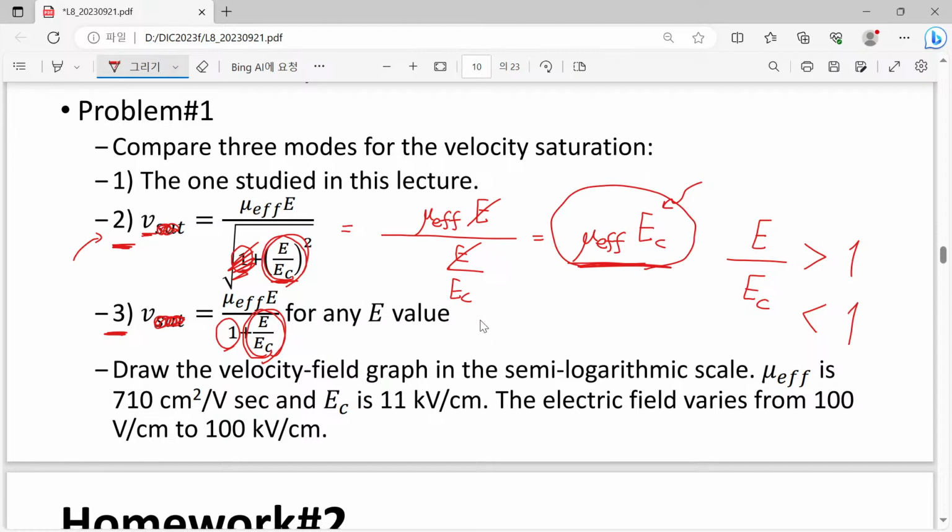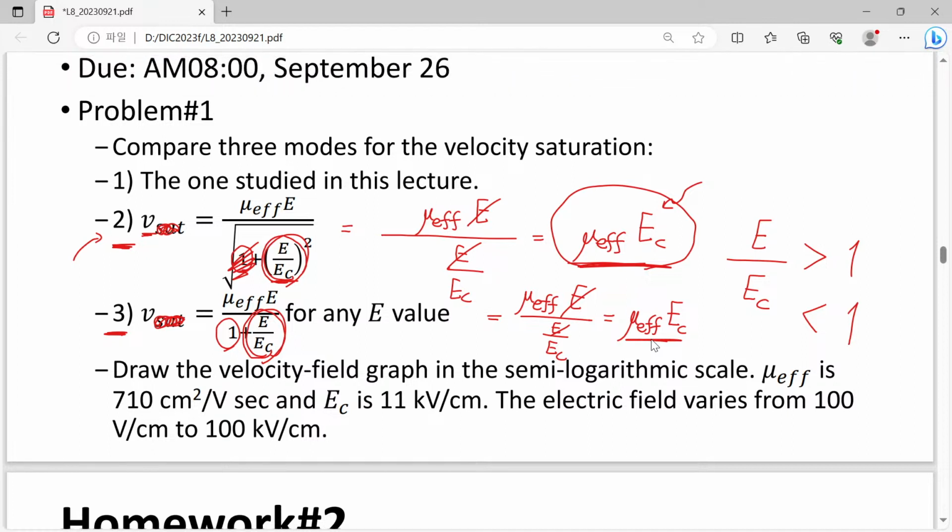And please have a look at this third item. In this third item, we also have mu effective E divided by 1 plus something. However, this something is much larger than 1, so we have the same limit. Our limiting velocity will have the same form. So when we have extremely high electric field, both models predict the saturation velocity, called mu effective times critical electric field. Good.